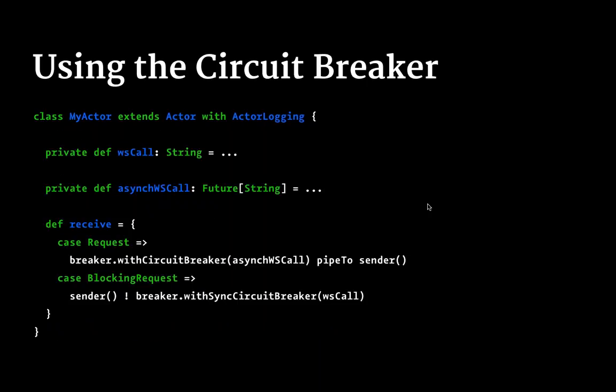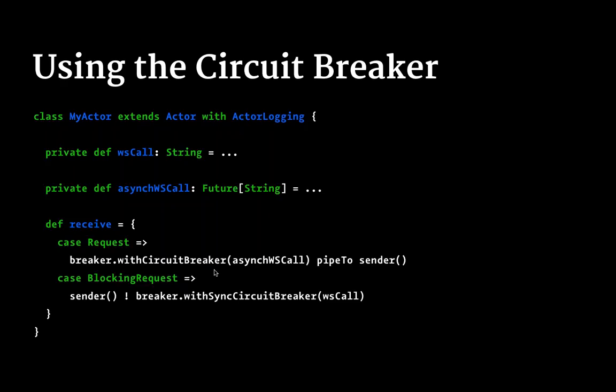There are 2 variations of how to use the circuit breaker. Once we have an object of type circuit breaker, we can call this method here, with circuit breaker, and pass in an expression that returns a future. So this is for asynchronous calls. The async WS call, a method I have here, returns a future of a string. Then I'm going to take that future and do something very simple. Once that's done, I'm going to pipe it to my sender.